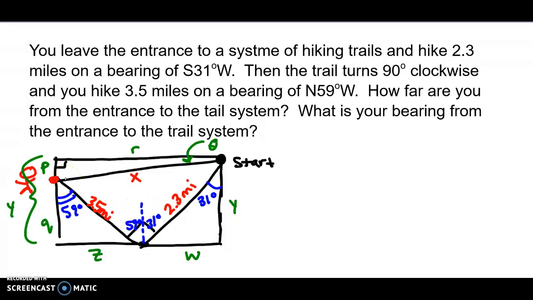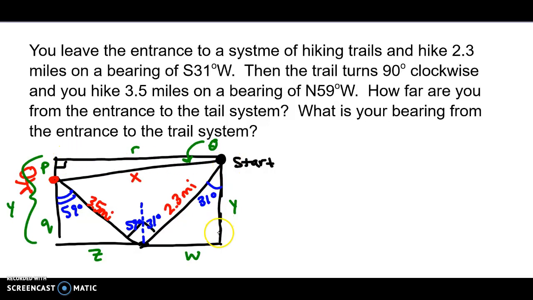How far are you from the entrance to the trail system? So we're looking for X. And what's your bearing? Now that we have this set up, let's understand it. So here's where we're starting. I use all kinds of different variables here. Maybe you can tell what I'm going for here, maybe you can't. We'll see.